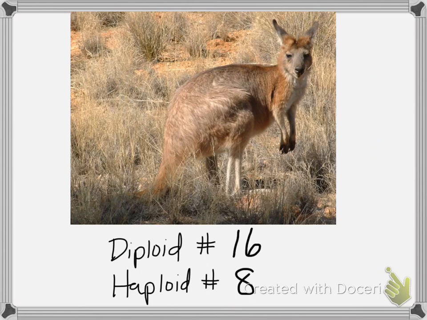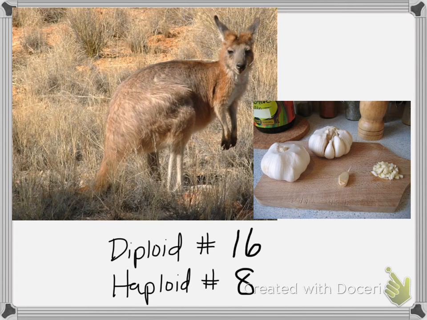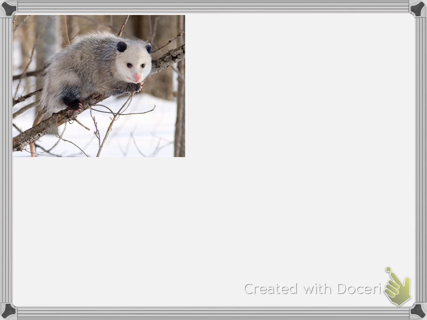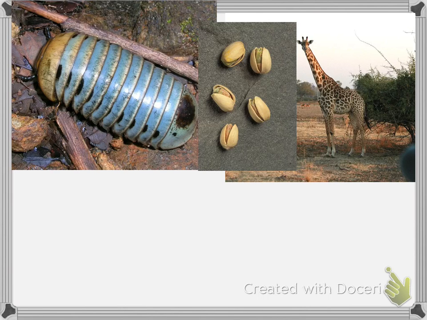Okay. A dinner time conversation starter. Hey, Dad, did you know that kangaroo eggs only have 8 chromosomes? There may be silence after that. So we've got kangaroos and garlic, 16 and 8. We've got possums and eucalyptus trees, 22 chromosomes. We're still not up to glorious, complicated, interesting multicellular organisms such as us. But possums are mammals. They're marsupial mammals, but they are a mammal.